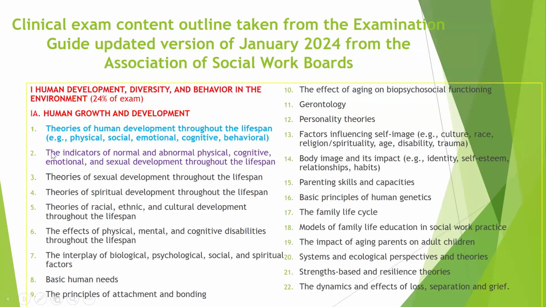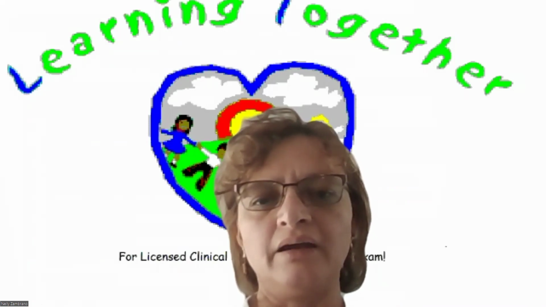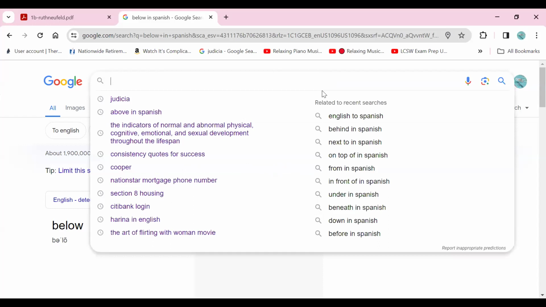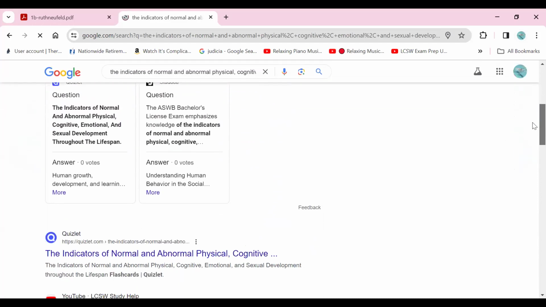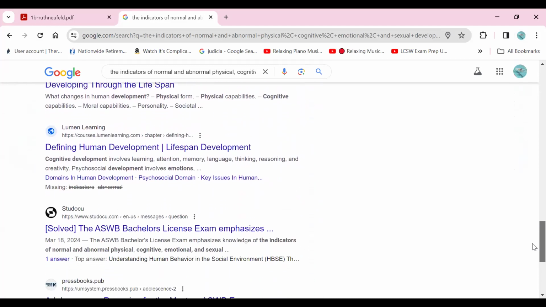And here is the next topic. The indicators of normal and abnormal physical, cognitive, emotional, and sexual development through the lifespan. And if you actually put that in Google, like the indicators of a normal, you can actually find out exactly all the topics that the internet has.